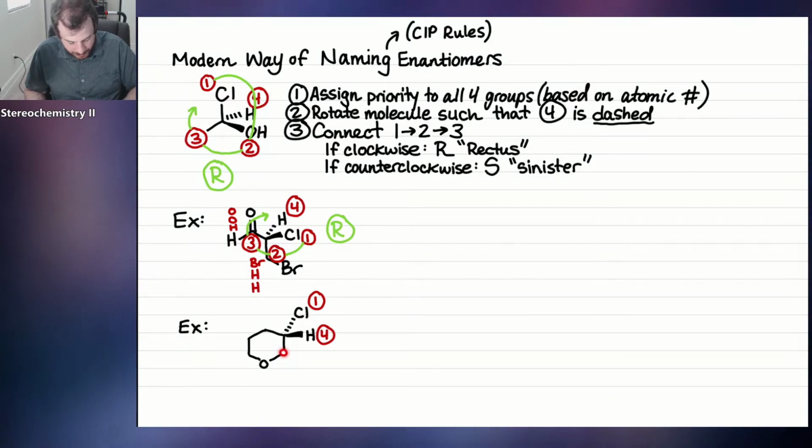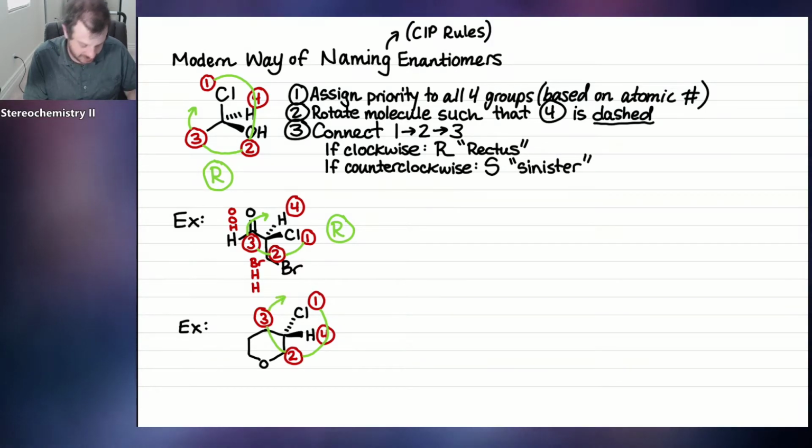And now we've got a carbon here and a carbon here. Which one of these carbons do you think should be higher priority? That's right, this one here, because this carbon is connected to an oxygen versus this carbon, which is connected to carbon, hydrogen, hydrogen. So the oxygen is going to take that priority. So this one's going to be 2, and this carbon is going to be 3. And now we're going to draw our arrow connecting 1 to 2 to 3.